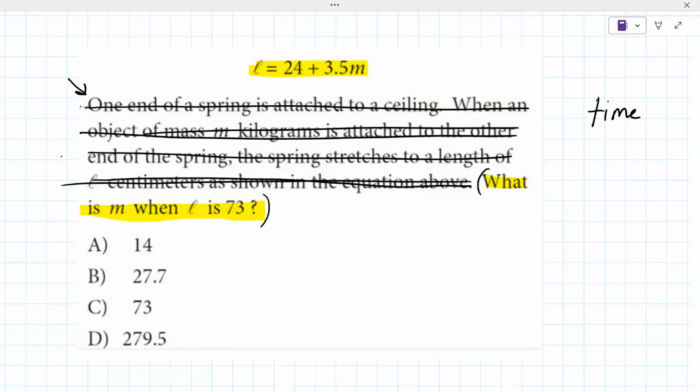So which is 73? Is 73 the value of L or is it the value of m? L. So we could write 73 equals 24 plus 3.5m. This is an equation that you should be able to solve, meaning you've seen it before, you know how to solve it. You could try the answers.